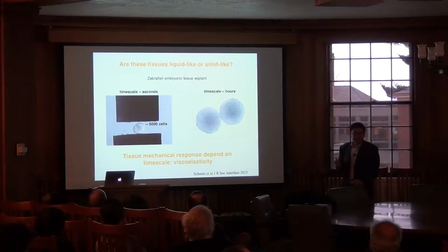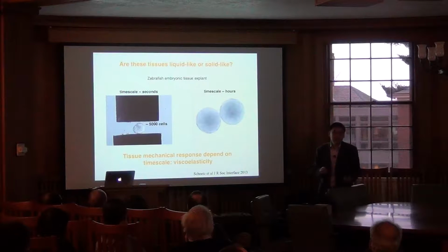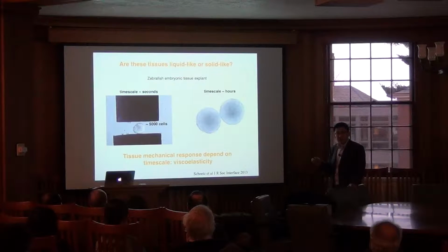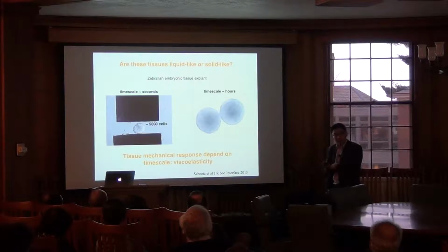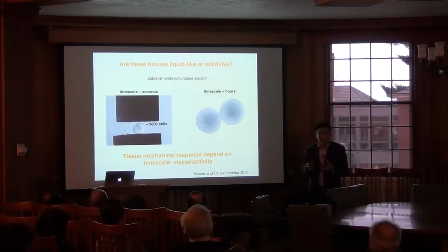So as a physicist, the question you might ask is, what is the material property of a dense tissue? Simple yet very interesting tests have been done to probe the mechanical property of a tissue aggregate. This is a similar system to the video in the first slide. It's a zebrafish embryo explant consisting of about 5,000 embryonic cells. If you take this tissue aggregate and put it under a parallel plate, what happens if you compress it? The answer really depends on the time scale of perturbing the tissue.